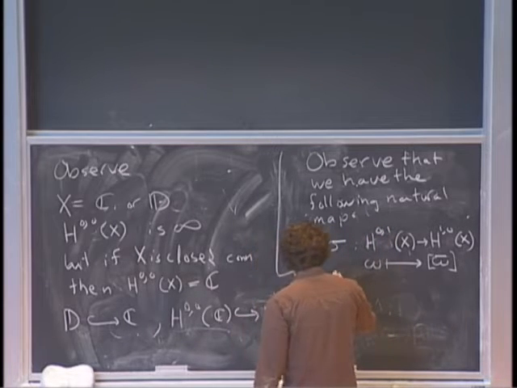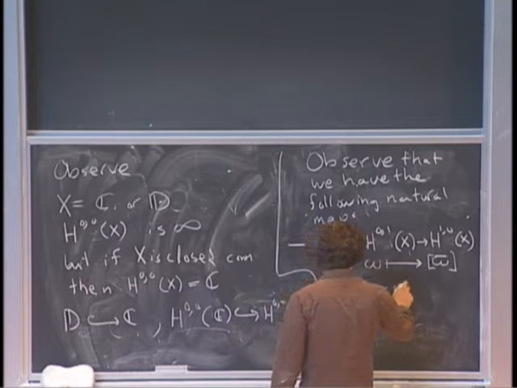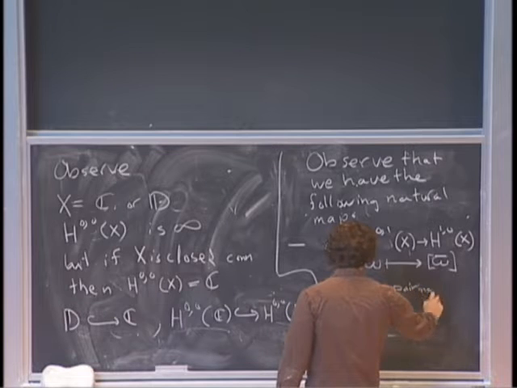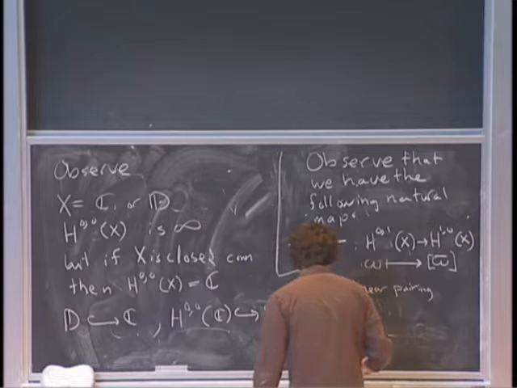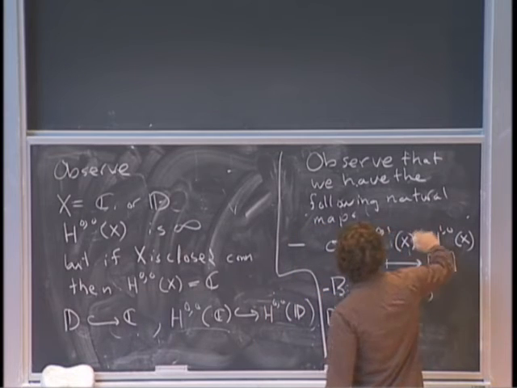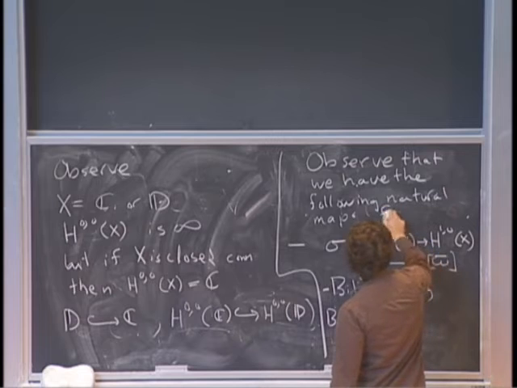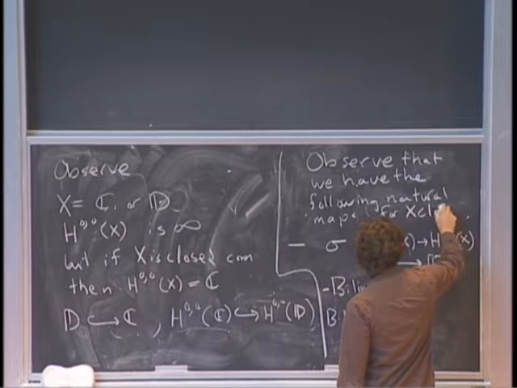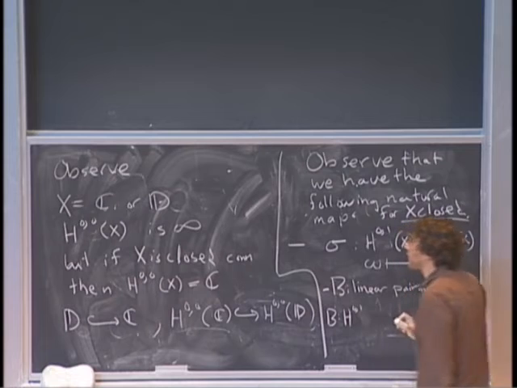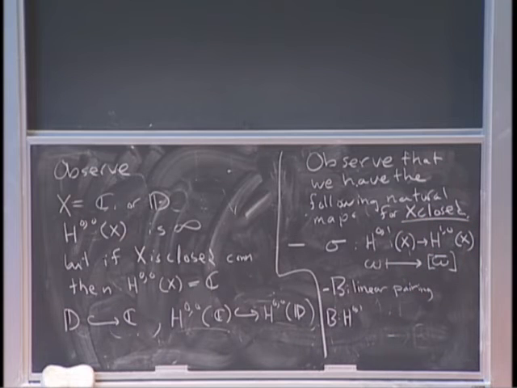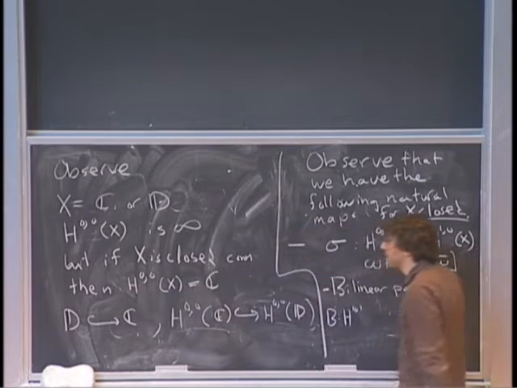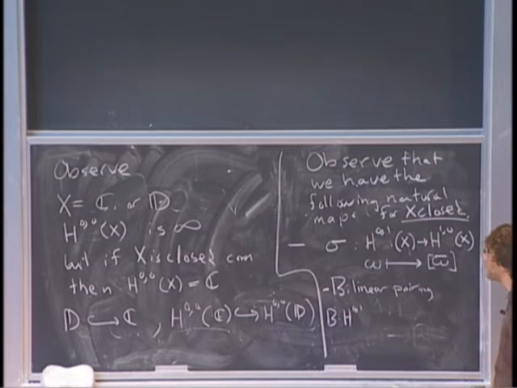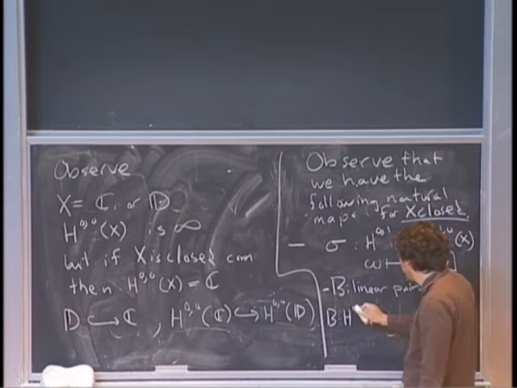So the second thing is we have a bilinear pairing, B. So now, this is for X closed. As I said, somehow in the open case this is going to be a bit tricky to deal with. So since we have things like this, let's always look at the closed case, which is the interesting case for us.